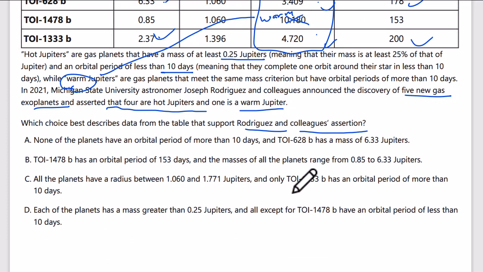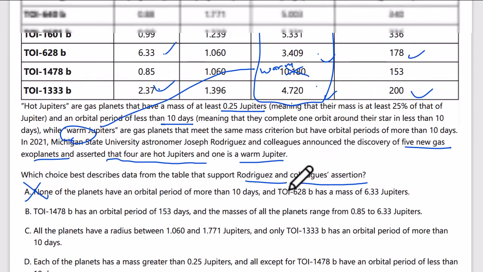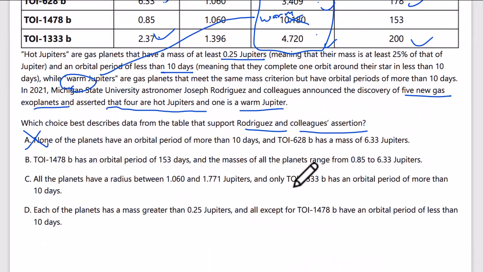It's pretty clear. None of the planets have an orbital period of more than 10 days, and TOI has a mass of, okay, so that's not true. There is one that's more than 10 days. TOI has an orbit, we don't care about the orbital period of 153 days. No, that's not what it is. That's distance from the sun. That's mixing up the facts. So that's not right. All the planets have a radius.